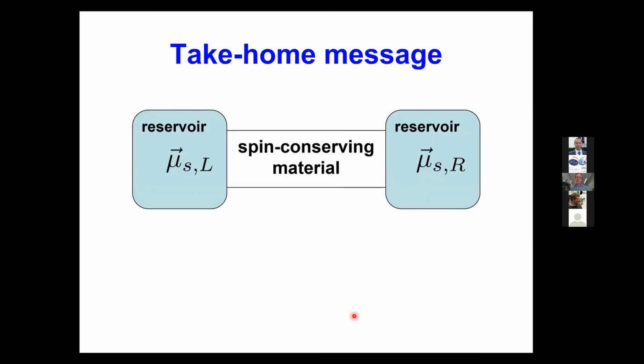Okay, so this is where I'll end. I'll just flash my take-home message. So I started out by discussing the ideal world: reservoirs with a finite spin accumulation and something in between that conserved spin. This does not work, of course, in the real world.